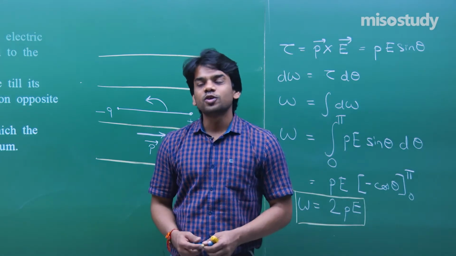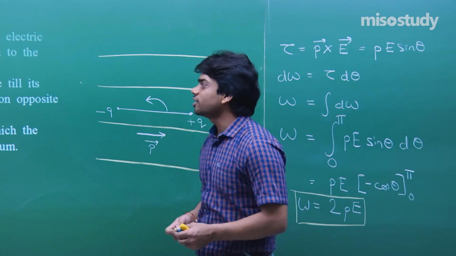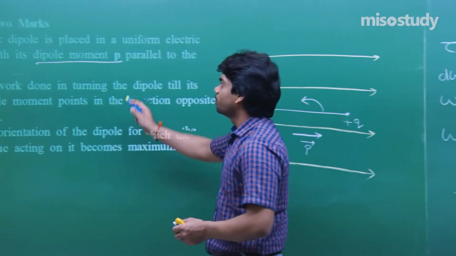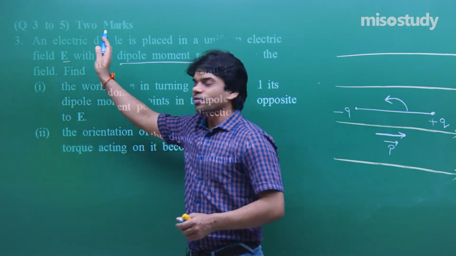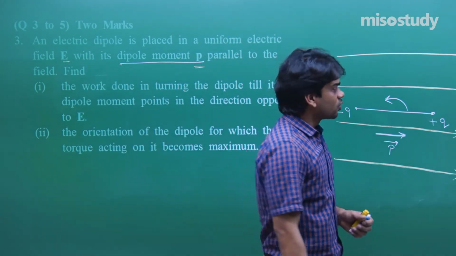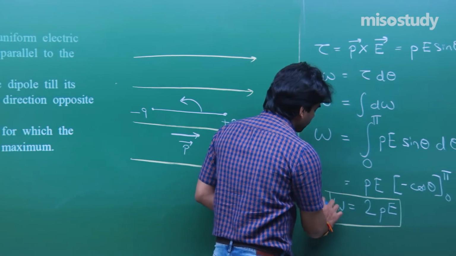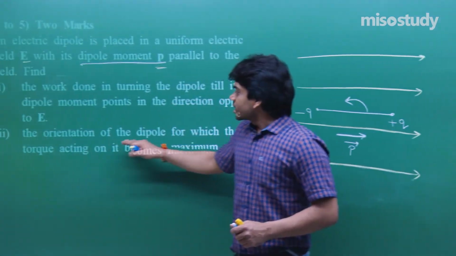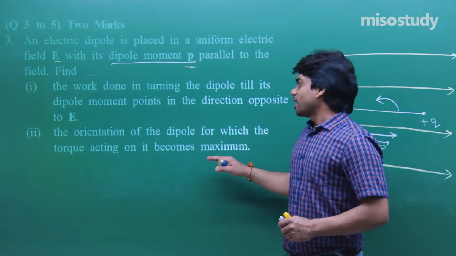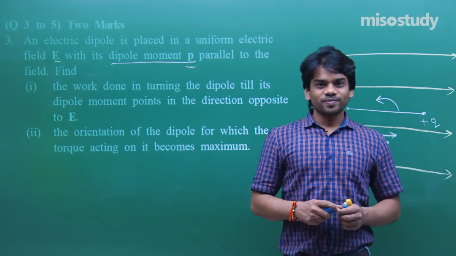P value is q into the separation. We are not concerned about all this. P is the thing that was required. E is the value of electric field that's required. So we have given the answer in this term. So if you have to rotate it, this will be the value of the work done in terms of P and E. Next thing, the orientation of the dipole for which the torque acting on it becomes maximum.